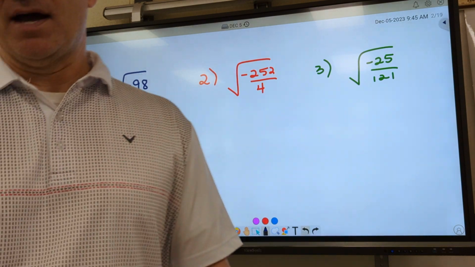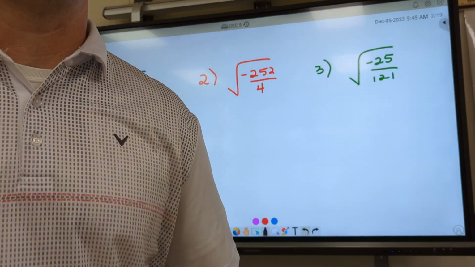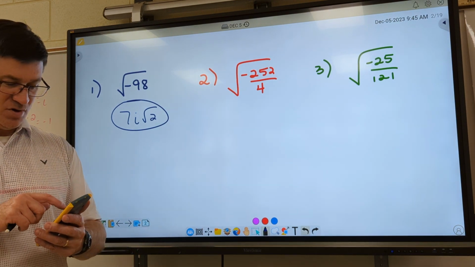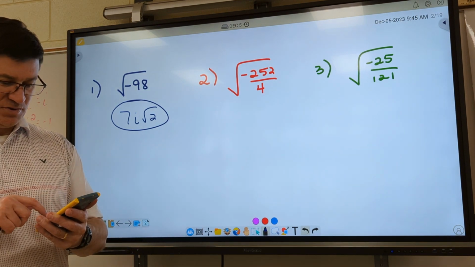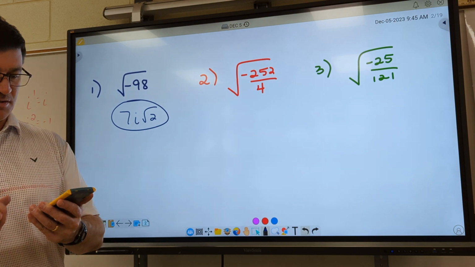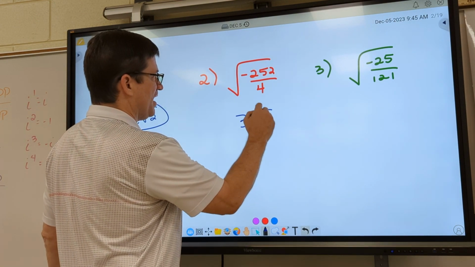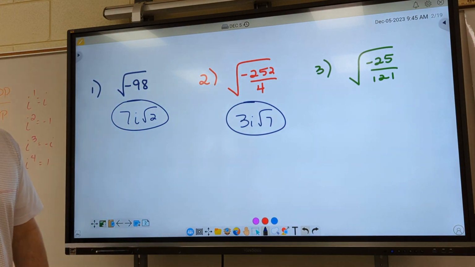All right, let's do the next one the same way. Let's type it in, Samari, just don't type in the negative. So do square root 252 over 4. Square root 252 over 4 is 3 square root 7. So we'll say 3i root 7. You have to add the i to it. The calculator won't give you the i.